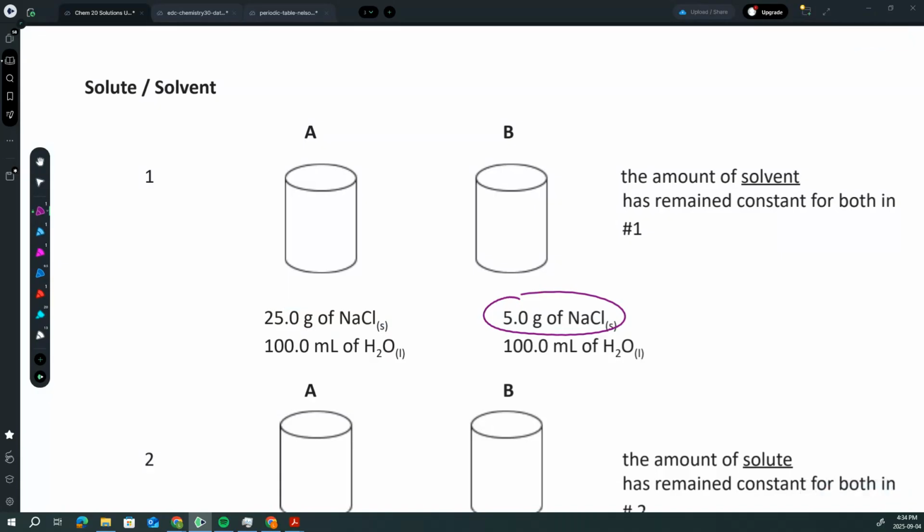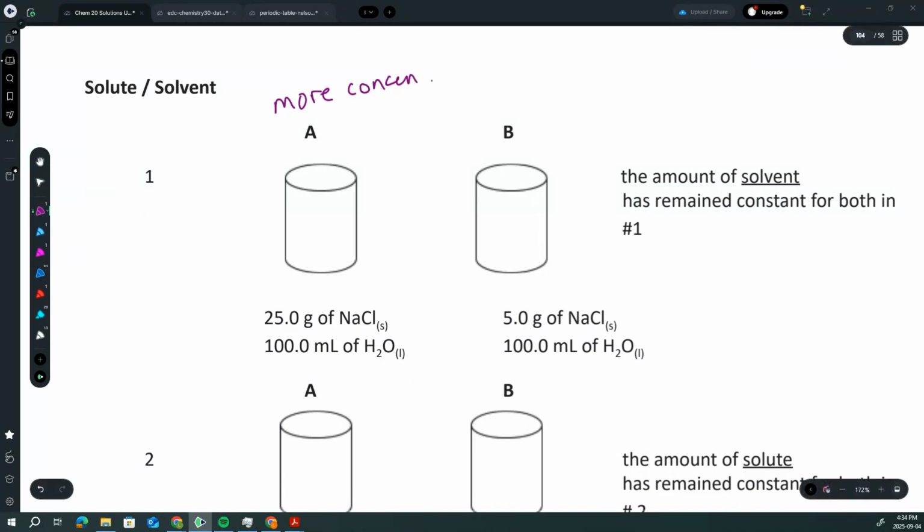So because we have a higher amount of solute in solution A compared to solution B, while still having the same volume in each solution, that means that solution A must be the more concentrated one. So then B is going to be less concentrated. Okay, or you could even say dilute.